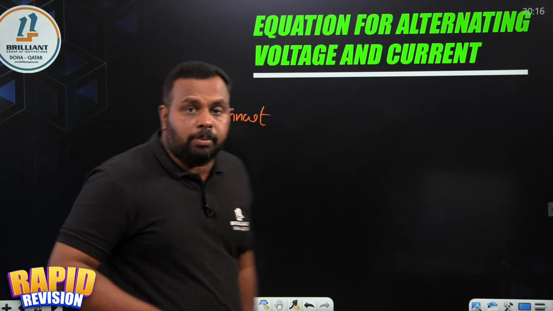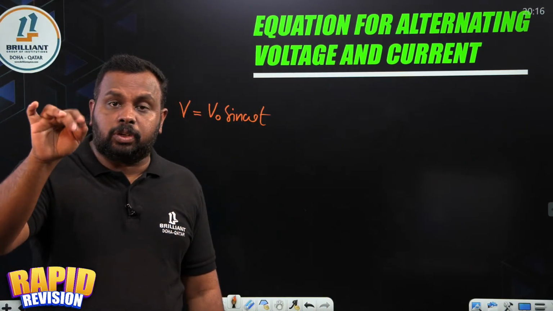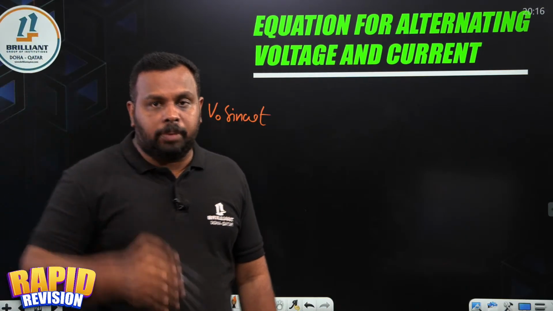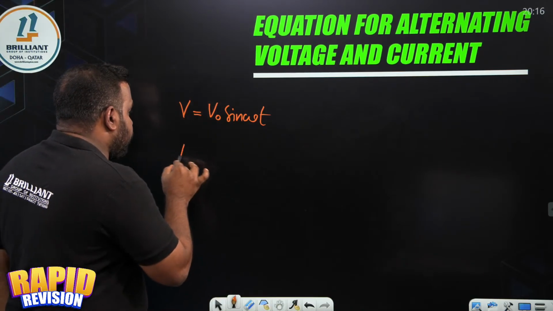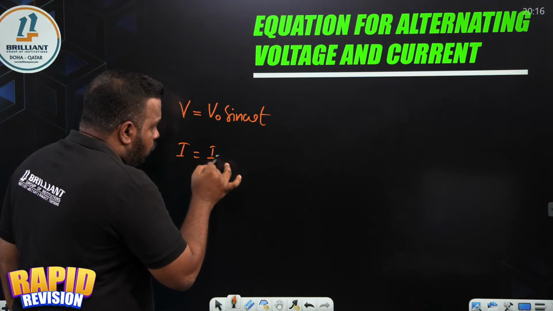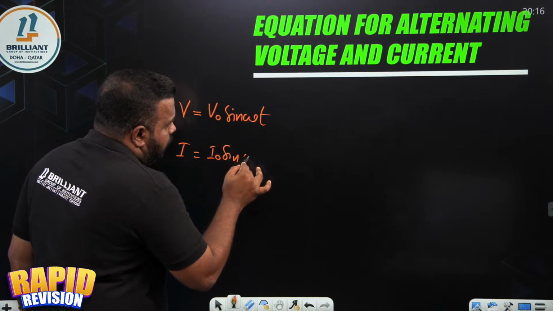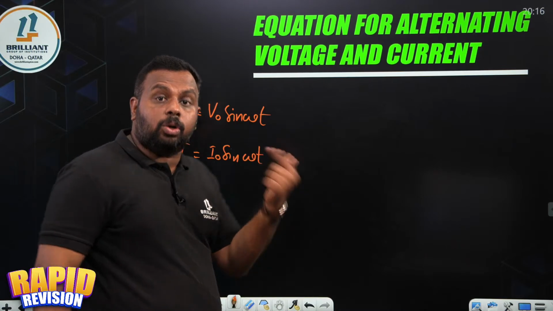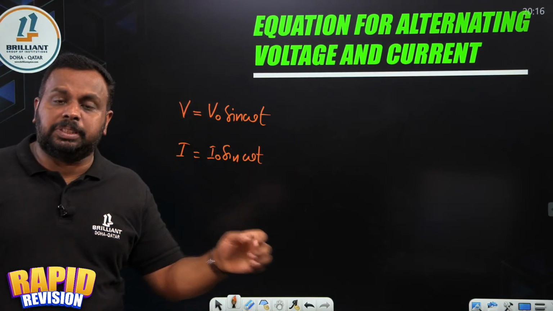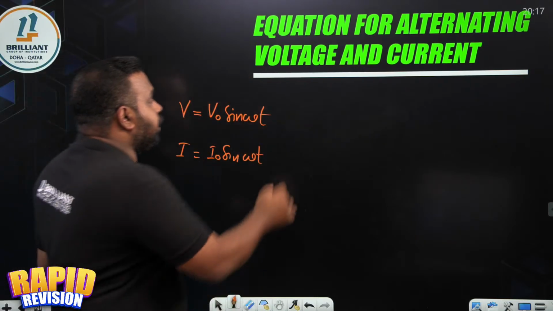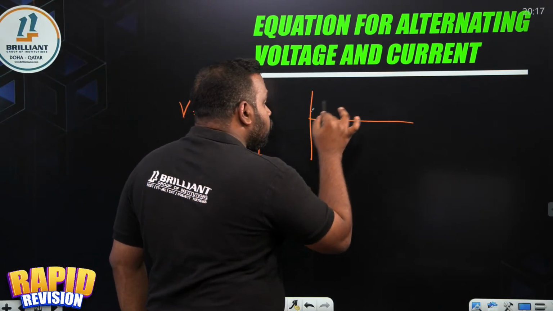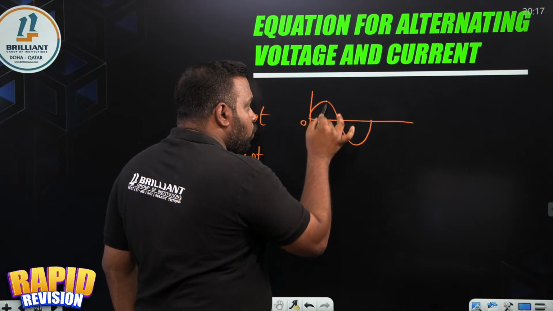So when you are writing this formula, please note that what is the value of V naught? V naught is NBA omega. This is the equation for alternating voltage and alternating current. I equal to what? I naught sine omega t. Where I naught is E naught by R, which means NBA omega by R. This is I naught value. Okay. And graphical representation also, please note that in one complete cycle we'll get like this: 0, 90 degree.